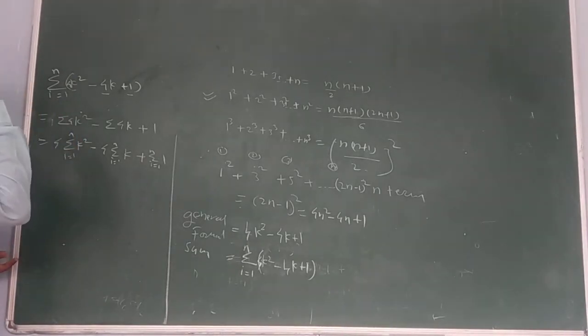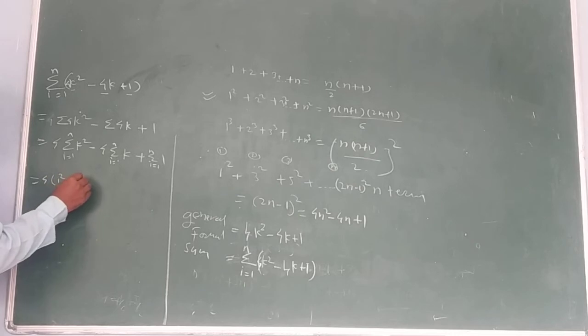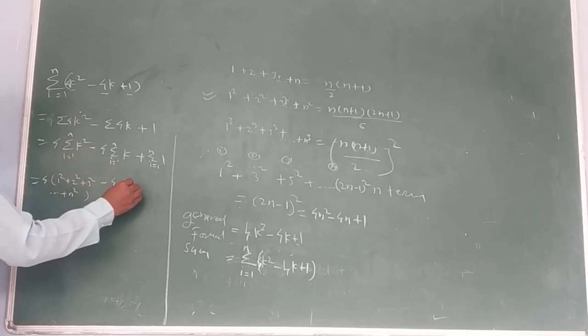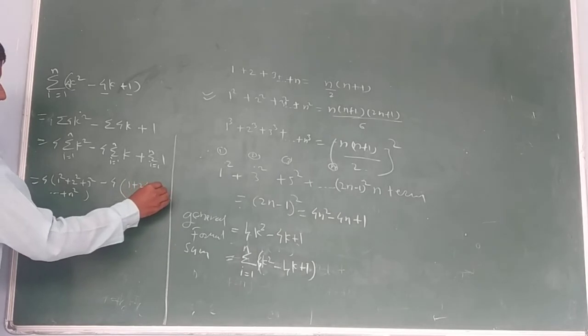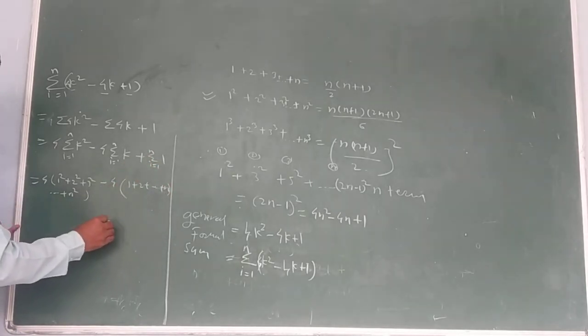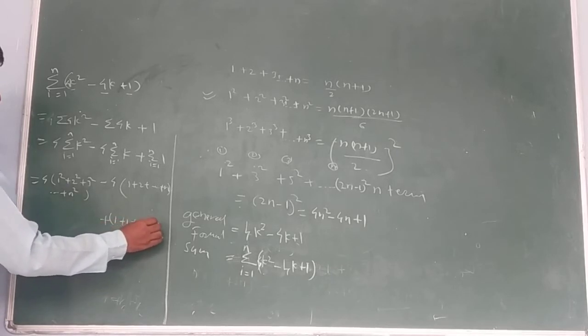So summation of k square, with 4 constant outside, from 1 to n, will be 1 square plus 2 square plus 3 square till n square. This will be the first part. What will be the second part? Minus 4 into 1 plus 2 plus till n. And the last part is plus 1 plus 1 plus 1 till n, that is n times.